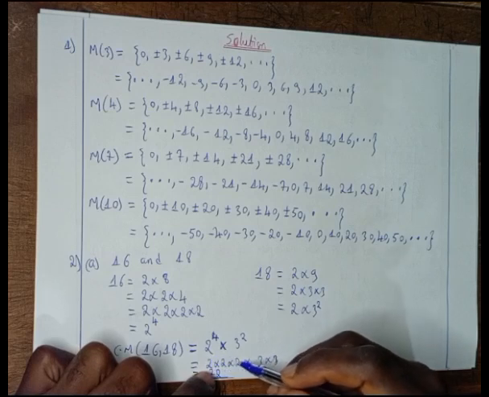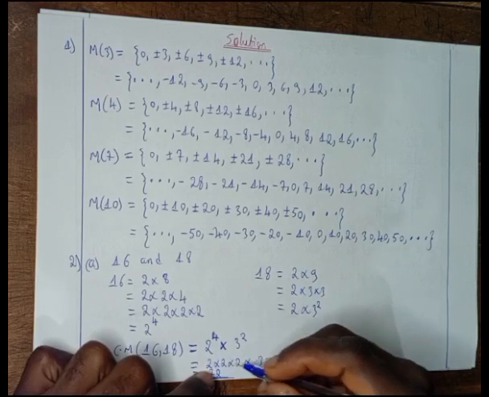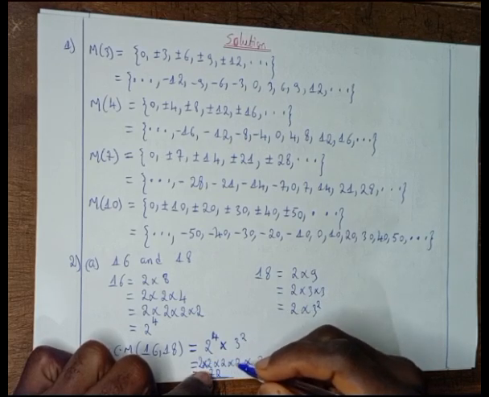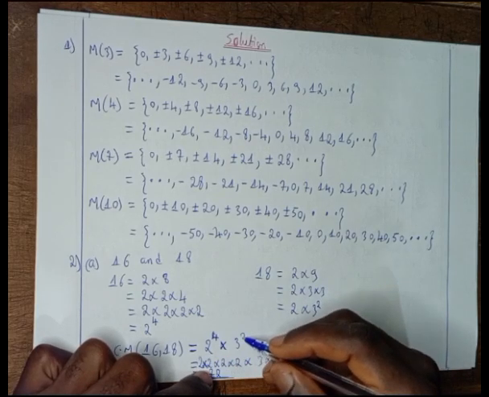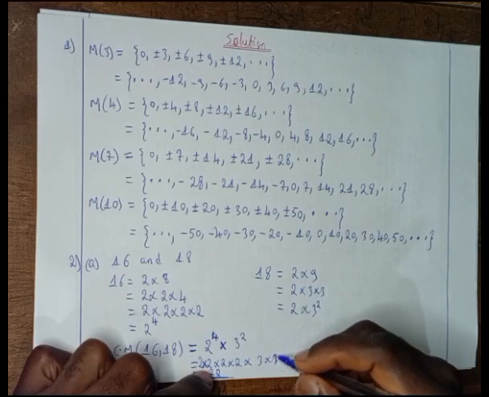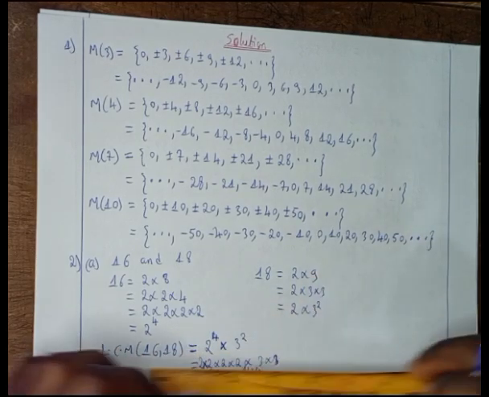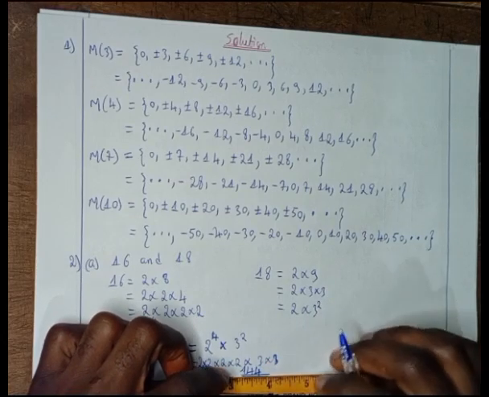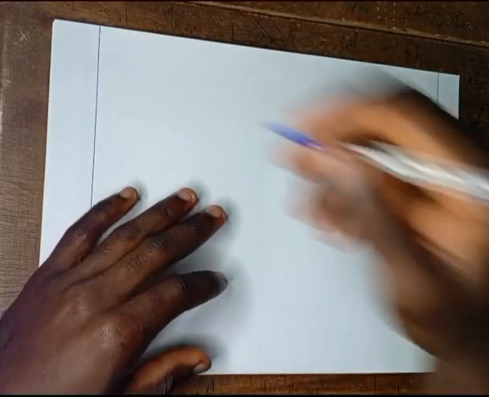We are going to multiply 2 by itself 4 times, 2 times 2 times 2 times 2. We are going to multiply 3 by itself 2 times, 3 times 3. So the LCM will simply be 144.